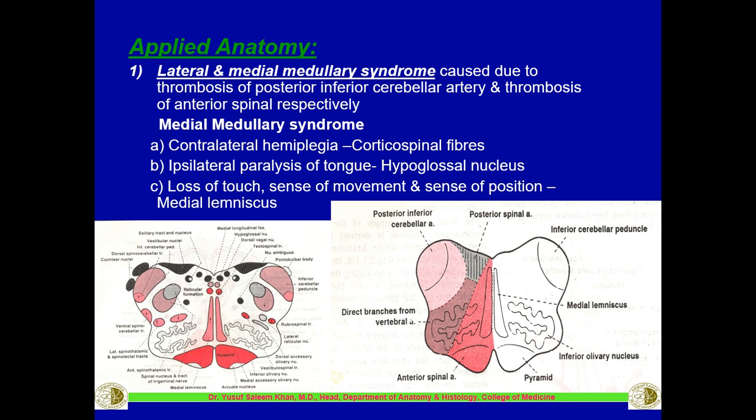Then there is loss of touch, sense of movement as well as sense of position because of the medial lemniscus. This is the medial lemniscus, which is the most important ascending sensory tract. So if this is damaged, if there is blockage or thrombosis of the anterior spinal artery, then it leads to damage of that particular side of the medial lemniscus, and this will lead to loss of sensation of touch, sense of movement as well as sense of position.